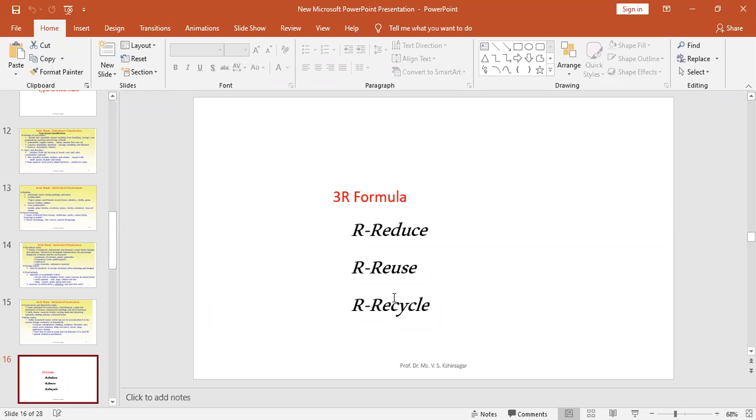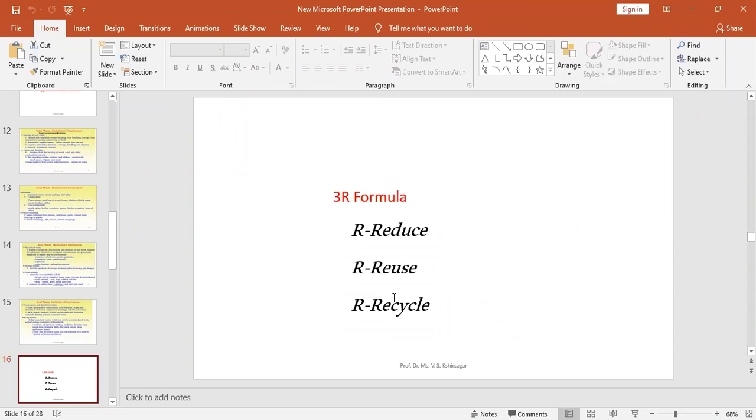But instead of doing all these activities, if every civilian starts following the 3R formula, the rate of solid waste generation will reduce automatically. And this 3R formula is nothing but: reduce the use of plastic materials for multiple purposes. Wherever possible, take your own cloth bag to the market and collect the material in the cloth bag. Don't carry the plastic bag. So you are reducing the use of plastic.